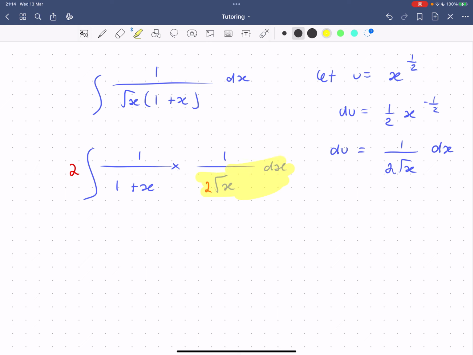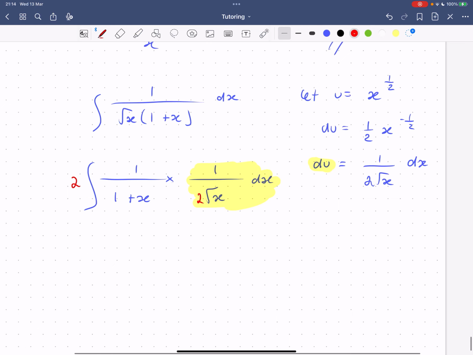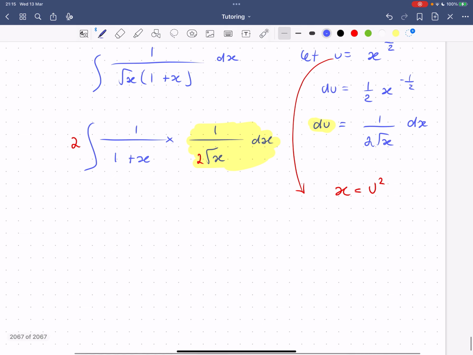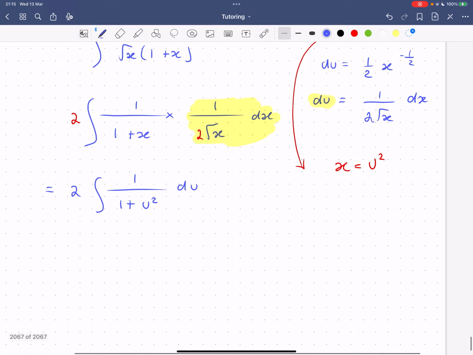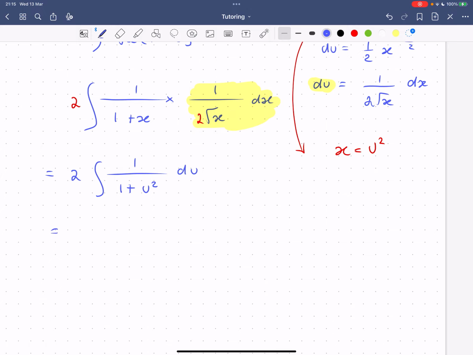Now I can replace this with that there. And also from up here, we have this x and we want to replace it with u because now I've got a du here. So I know from up here that x is equal to u squared. So this is 2, the integral on 1 plus u squared du. So 2 lots of the integral. This is now a tan.